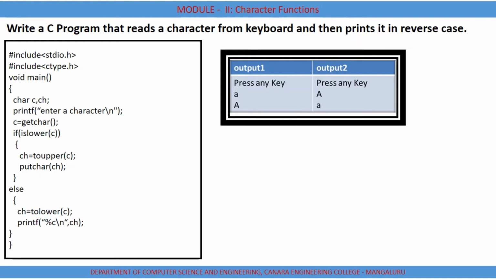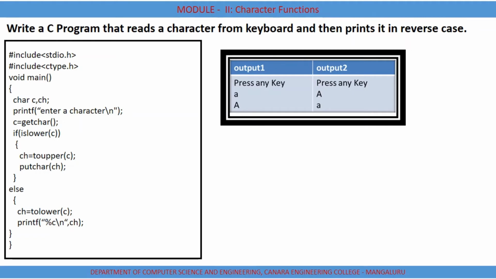Okay, so that is why I'm making use of toupper(c). So now toupper(c) will convert whatever value is stored in c into uppercase. That value I'll have to store again in another variable. That's why I made use of another variable ch. So ch = toupper(c) will convert whatever input is stored in c into uppercase.